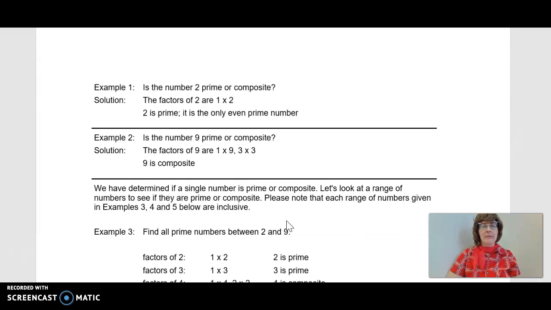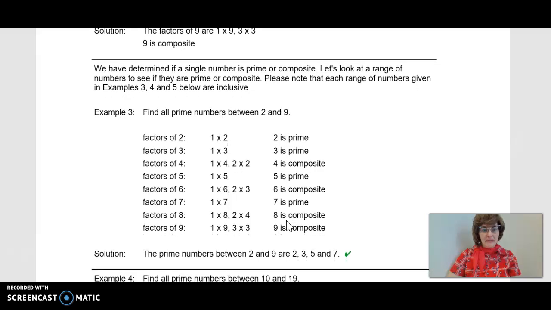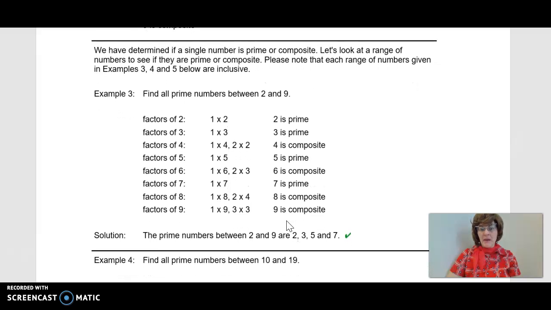So let's look at some examples here. Is the number 2 prime or composite? Well, the factors of 2 are only 1 and 2, so 2 is prime, and it's the only even prime number. Then example 2, is the number 9 prime or composite? Well, we can get 1 times 9 or 3 times 3, so yes, 9 is composite.